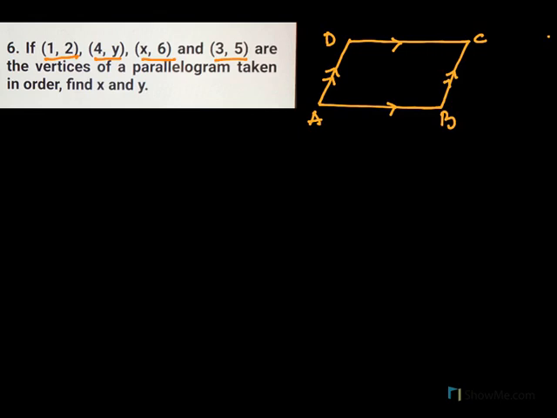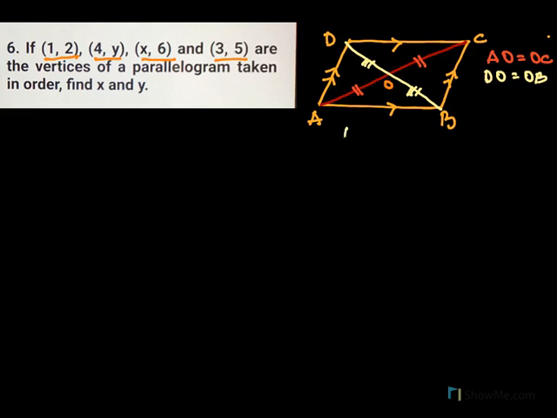This parallelogram has got two diagonals. One is AC and the other is BD. And these diagonals bisect each other. So I have a point O here, which means AO equals OC, and on the other side DO equals OB. If the diagonals bisect, it means the midpoint of both of them is the same.